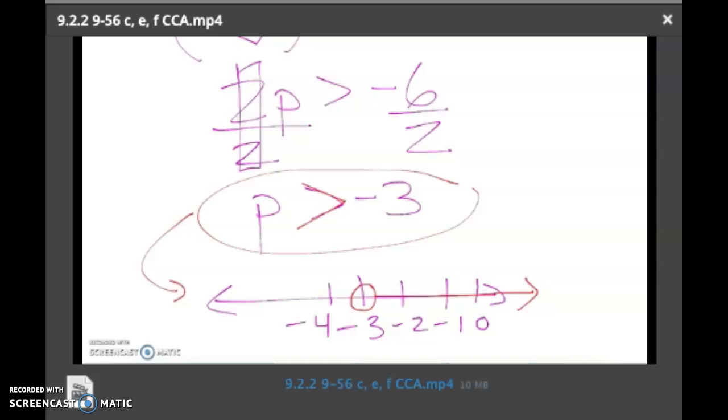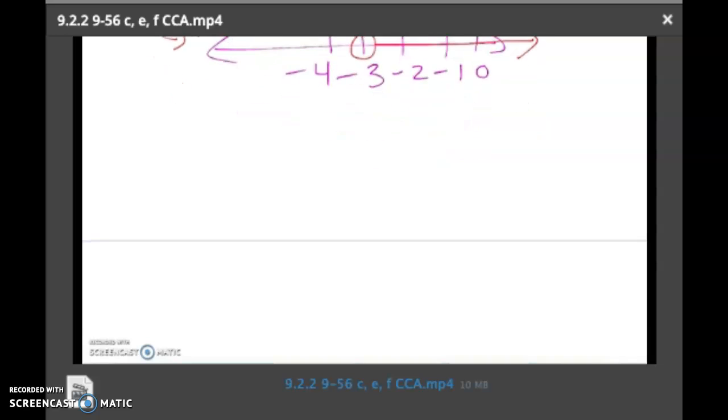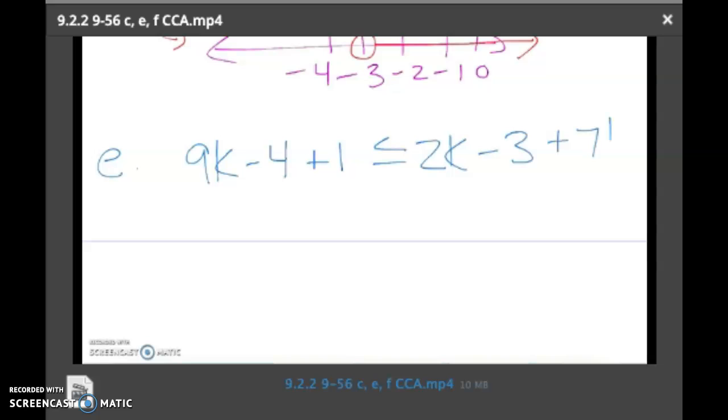All right, let's go ahead and look at letter E. This problem is 9K minus 4 plus 1 is less than or equal to 2K minus 3 plus 7K. All right, and we're going to solve this like we would an equation. So the first thing we want to do is combine like terms on either side of the inequality.